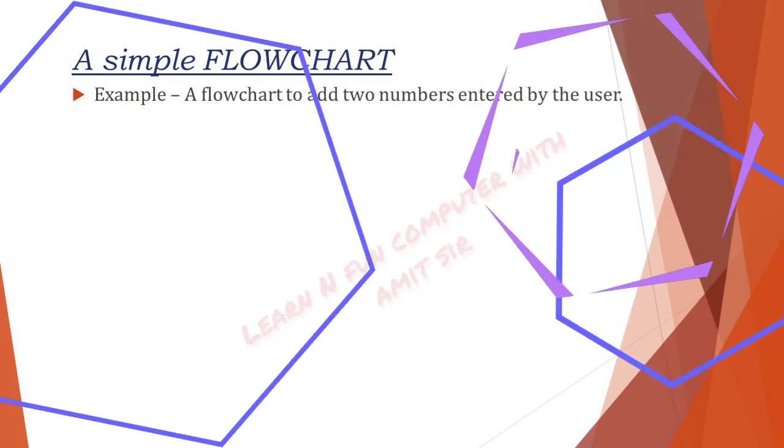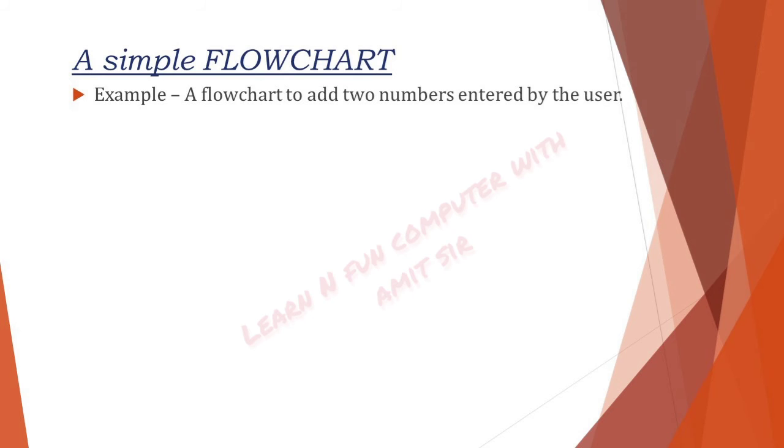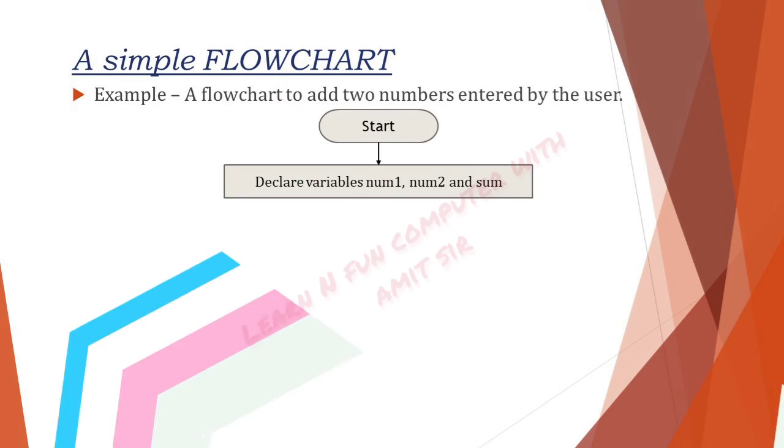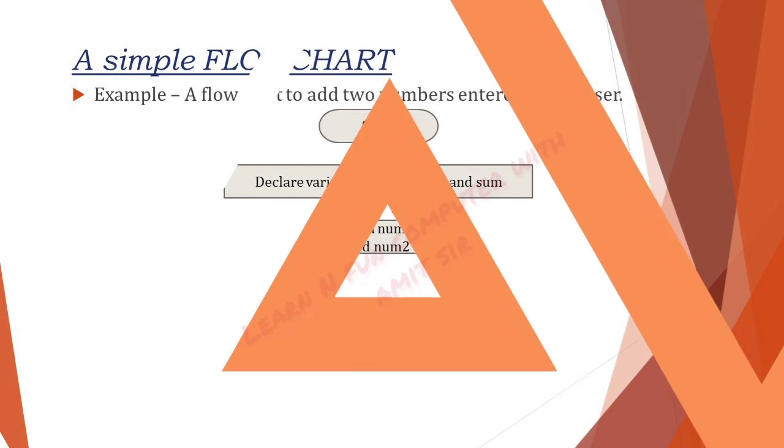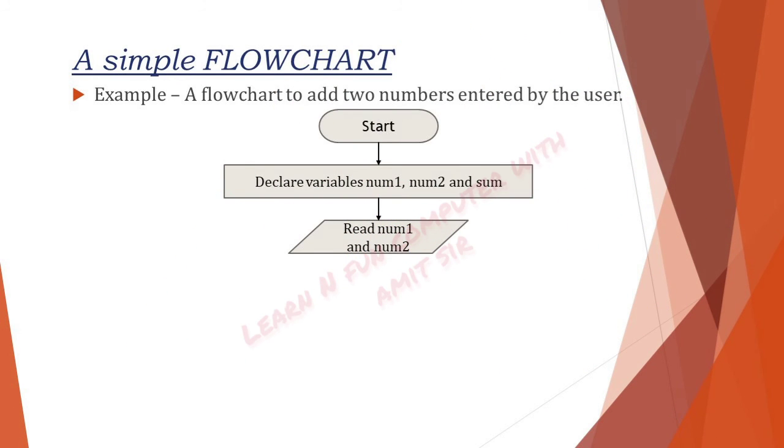Take an example. To draw a flowchart to add two numbers entered by the user. We start the flowchart with a terminal start box. Later, in the second part, we will provide a process box to declare three variables num1, num2 and sum. Then in the next step, we draw an input box where it shows that it requires some data from the user for the two variables num1 and num2.